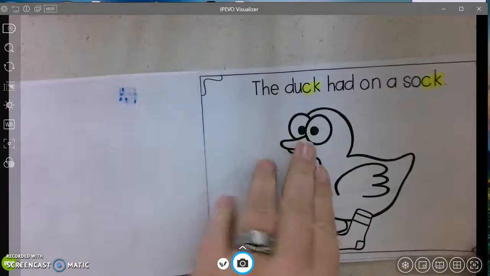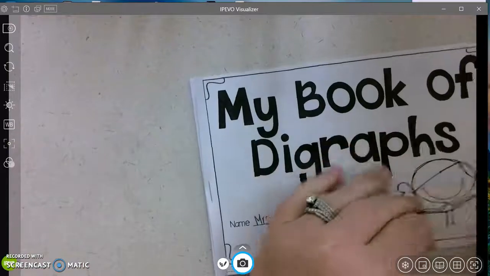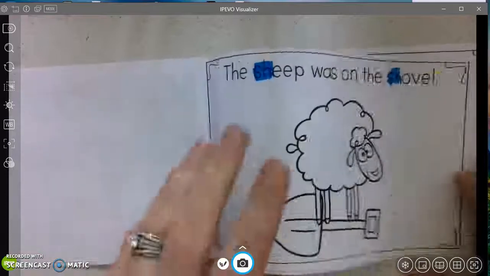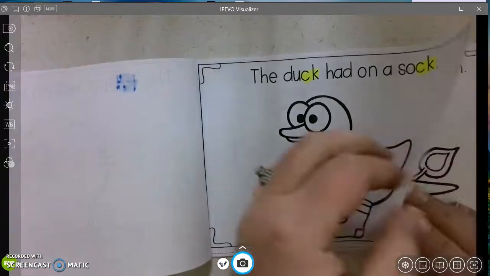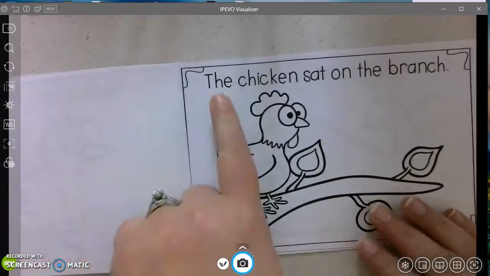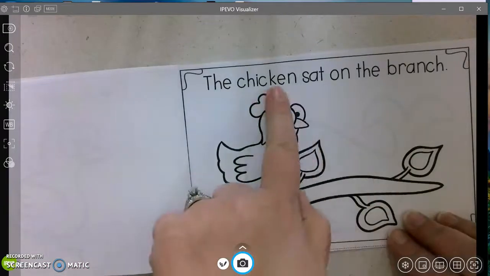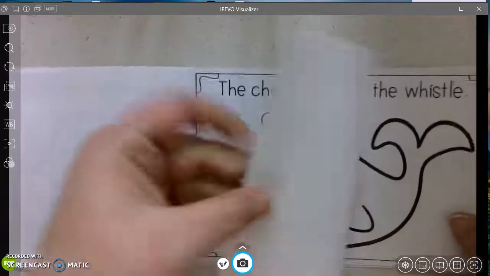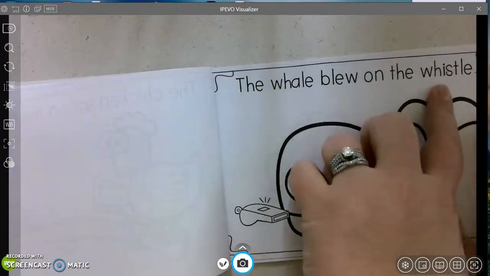But before you put it in your book box, I want you to start over at the beginning. My book of digraphs. The sheep was on the shovel. And I want you to read it. The duck had on a sock. And while you're reading it, I want you to find the digraph CK. The chicken sat on the branch. Digraphs can be in any part of the word. The whale blew on the whistle.